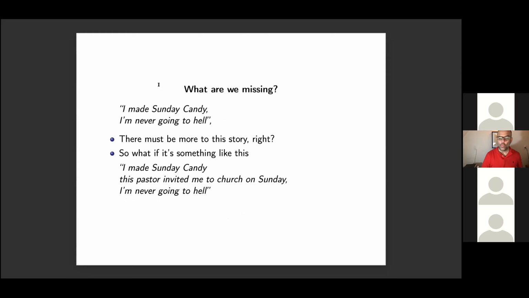So what if I told you, what if the song went like this though? I made Sunday Candy. My old pastor heard it, invited me to church on Sunday. Now I'm never going to hell.